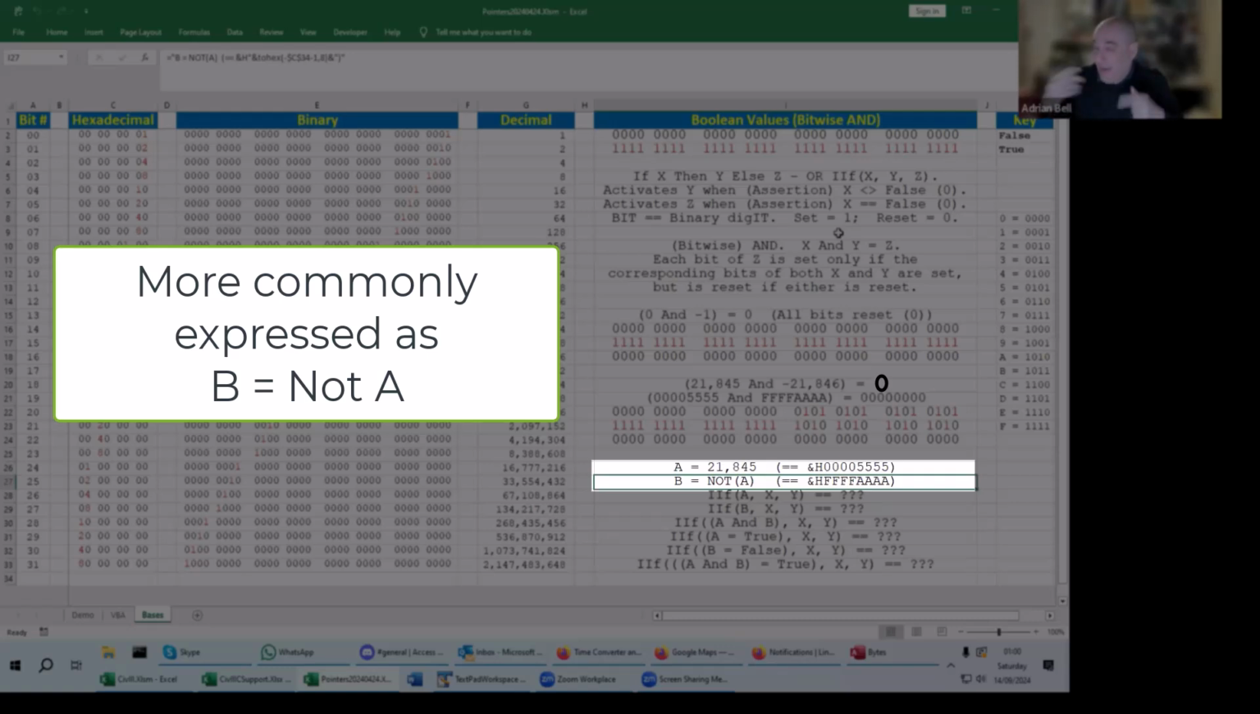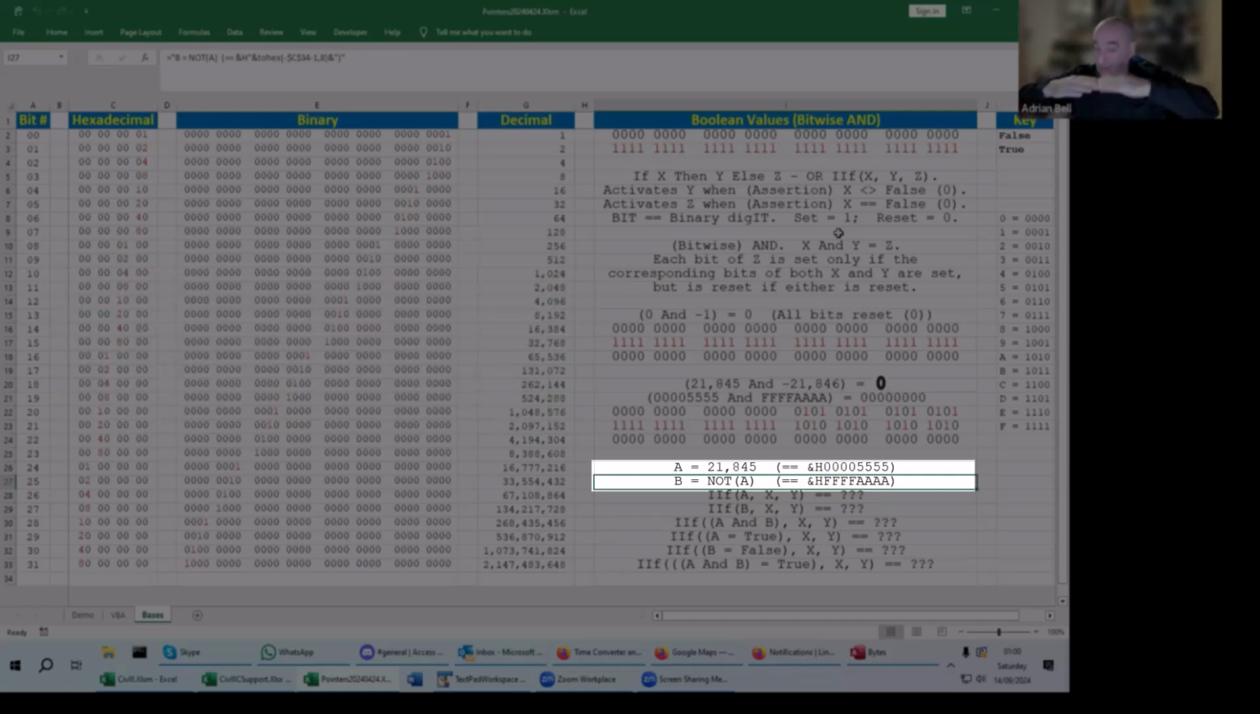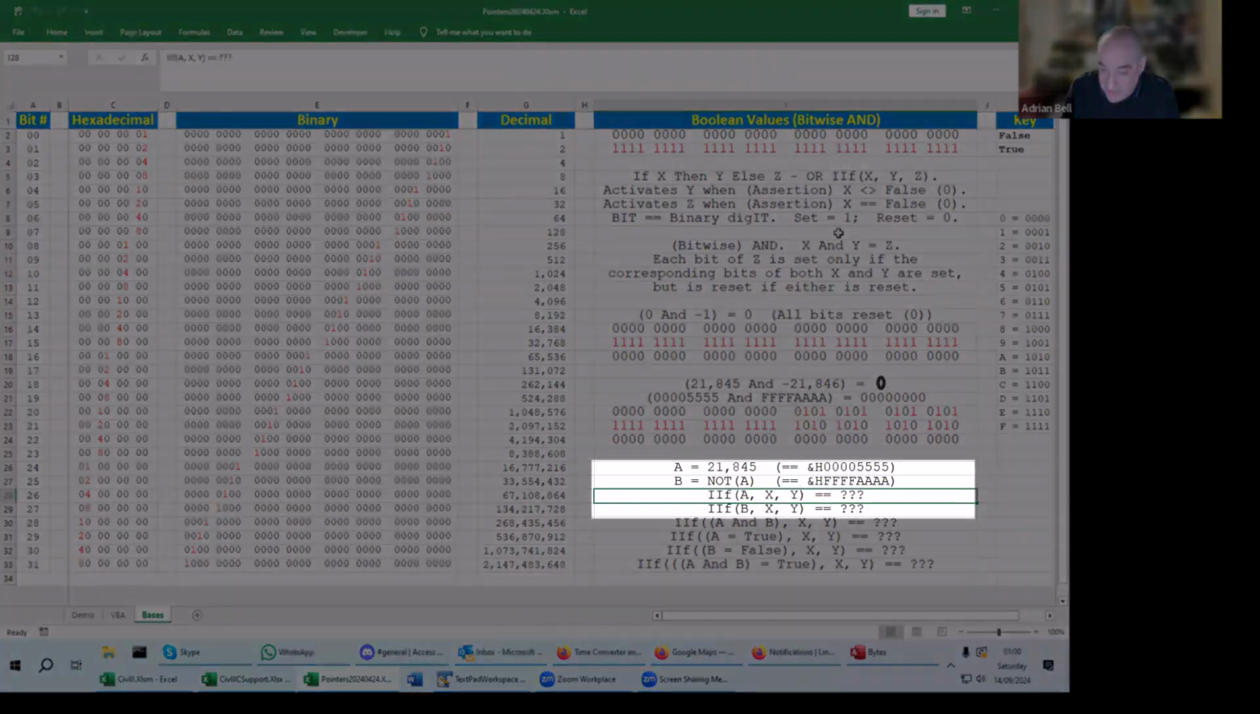Not is where every bit is flipped. So if it's a 0, it goes to a 1. If it's a 1, it goes to a 0. Every single bit is flipped from what it was to the opposite of what it was. So who can tell me, if IIf(A, X, Y), what would the result be in that situation?